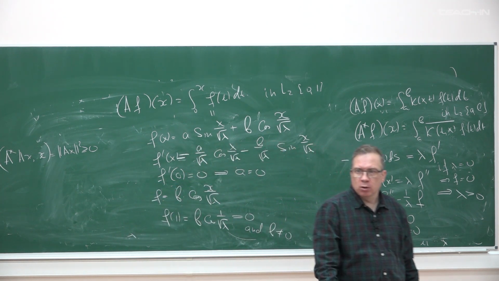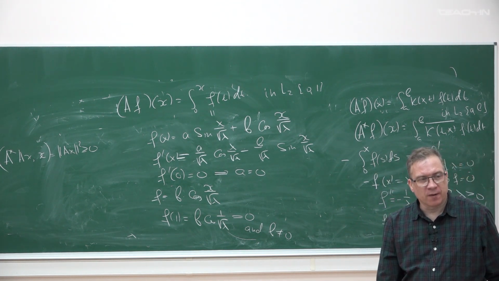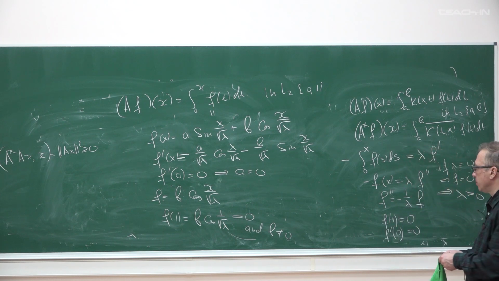Why is b not 0? Because an eigenvector is not 0. You must find a non-zero solution.